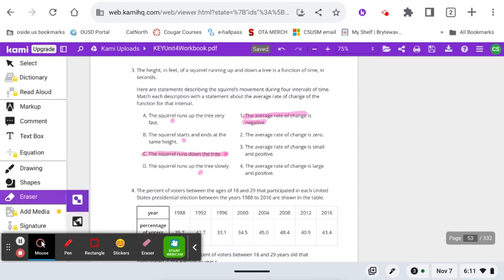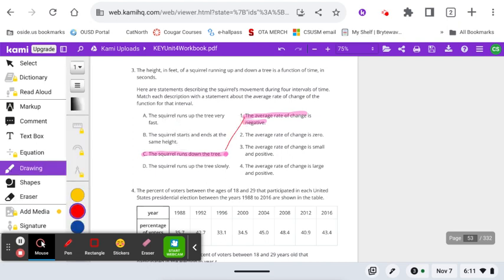You got it. It's when the squirrel is running down the tree. So how do you want to show that? Do you want to just draw a line to it? This is 1, this is C, something like that. Go ahead and match the rest.